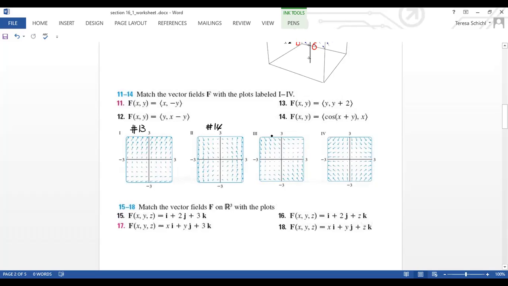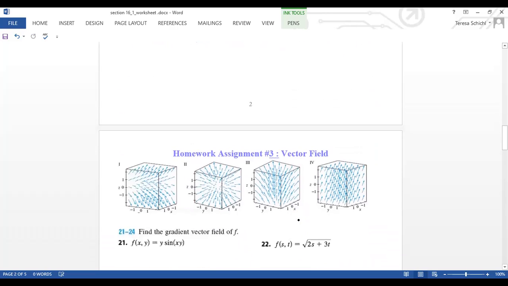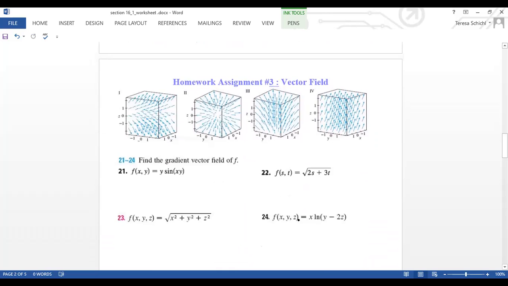Number 3 is here. I matched with number 11 here, and number 4 here, I matched with number 12 here. Like I said, you can plug each one into the software and you can see what the pattern looks like. So the same way for 15 to 18, you can just plug this one with the R3, then see how the vector field looks like. Then you'll be able to identify it.